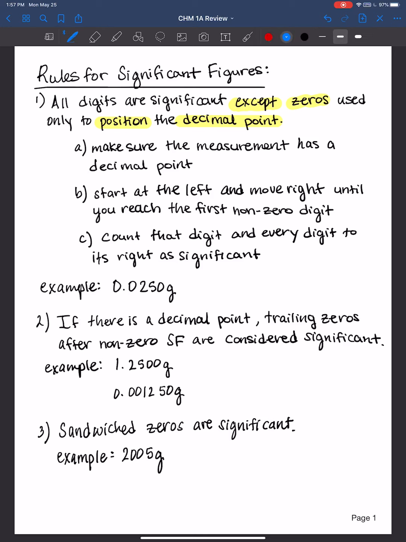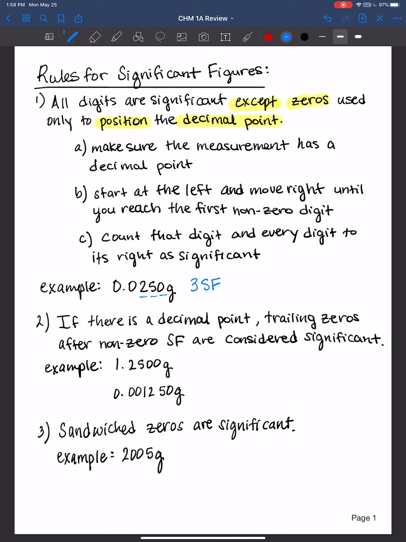So for example here, we have a measurement of 0.0250 grams. We find the decimal point, and then we start at the left and move right until we reach the first non-zero digit. And I like to use a different color pen and underline it. So that's 1, 2, 3. We count that digit and every digit to the right as significant. So this is 3 significant figures, and I like to abbreviate significant figures as SF.